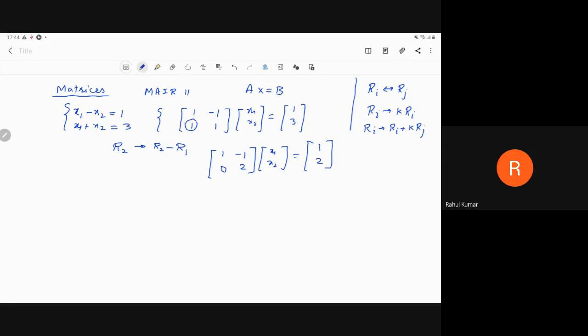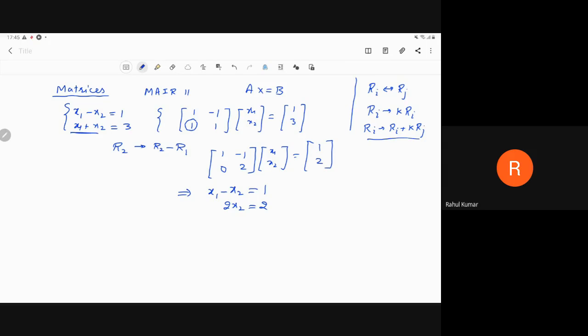So I've used the third operation here. R2 is replaced by R2 minus R1, but actually what I have done is I have eliminated x1 from the second equation. If you subtract the first equation from the second equation, what has happened? x1 is gone. And you are left with which system? If I want to write back this system, what is the reduced system? x1 first equation as it is because no change. Second equation 2 times x2 equal to 2. Correct?